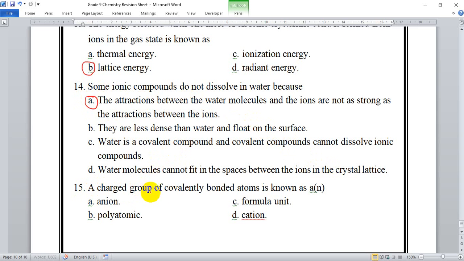Number 15. A charged group of covalently bonded atoms is known as anion, polyatomic, formula unit, or cation. A charged group of covalently bonded atoms is polyatomic. Like, for example, SO4 2-, CO3 2- also, NH4 +1, and so on. These are called polyatomic.